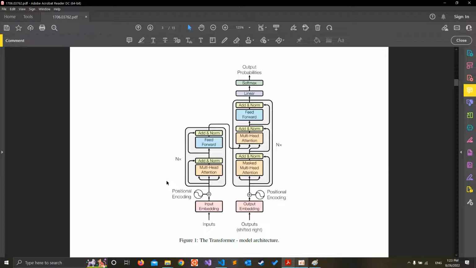And we can see that, as they said, their model solely depends on self-attention and the attention mechanism. And they're using just linear layers, feed-forward neural networks, and softmax for other things.